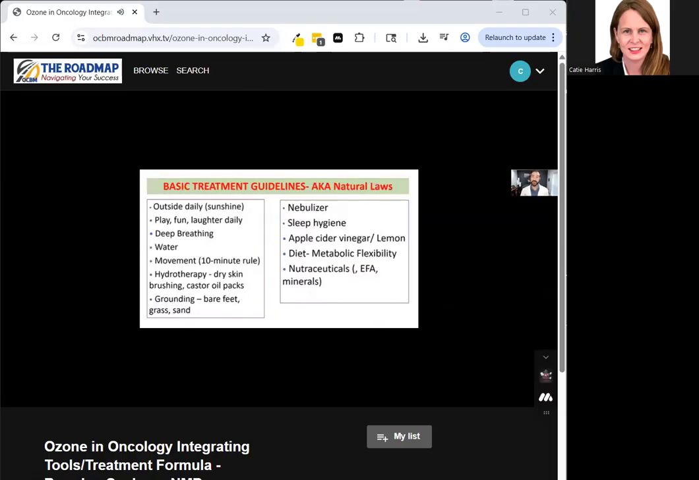And so this means everybody gets outside, hopefully in the sunshine. If you live up north where I'm at, you take lots of vacations to get to the sunshine. Play, laugh, and have fun. Every single day, find something that makes you joyous in your life. Even when it's the crappiest of the crappiest, find something that makes you have fun.